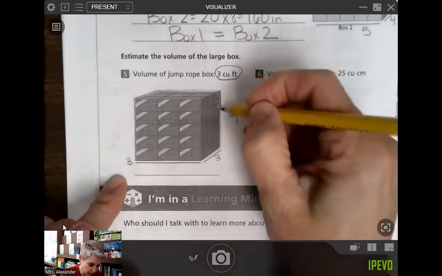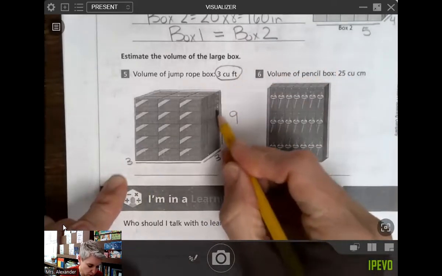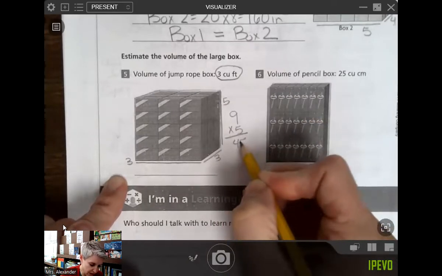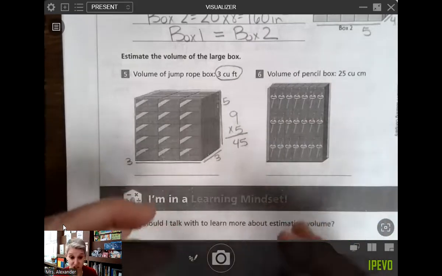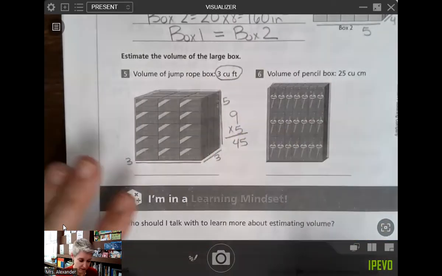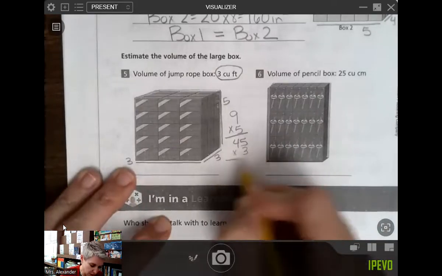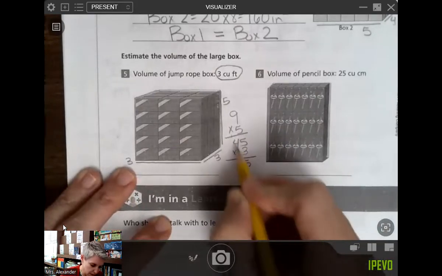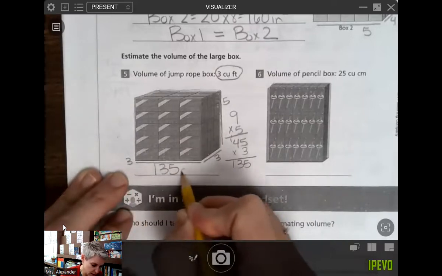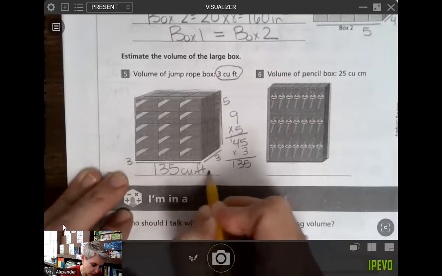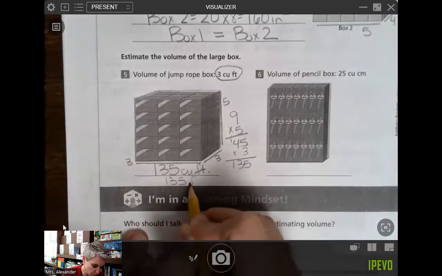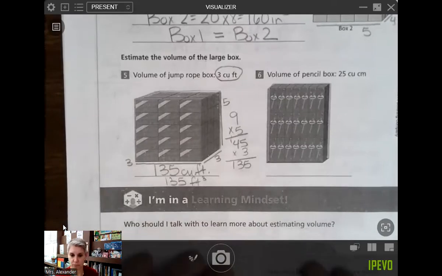And then, how high is it? One, two, three, four, five layers high. 5 times 9 is 45. So now I know I have 45 jump rope boxes, but they are each 3 cubic feet. So then I'm going to multiply one last time by 3, and I'm going to get 135 cubic feet. And remember, we can abbreviate it like that, or you could write it with the exponent.